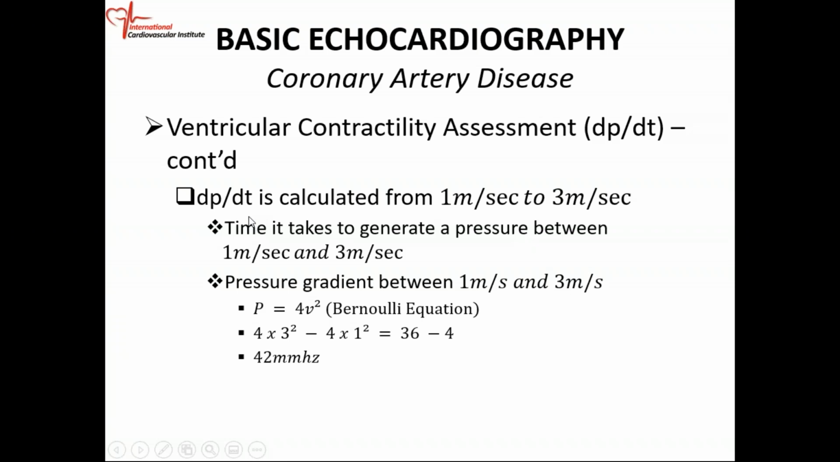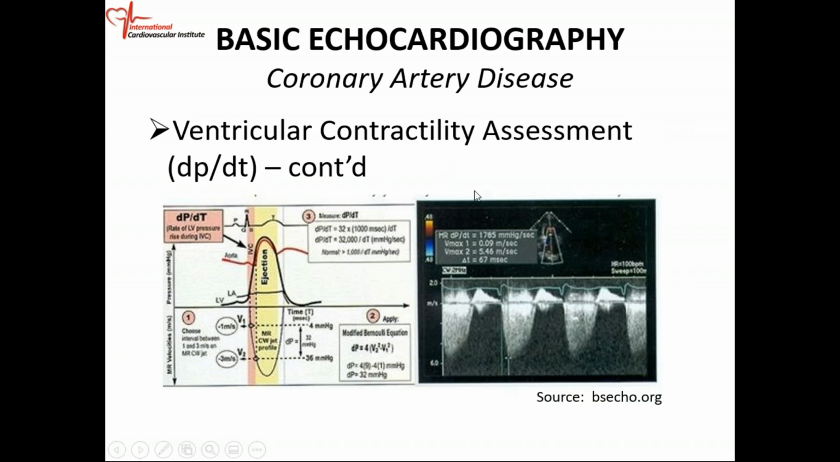When you put this information into the computer in the echo lab, it will generate a dP/dt. But you can do it from first principles, from scratch. What you're doing is calculating the change in pressure with respect to time from 1 meter per second to 3 meters per second. Just follow me; it is not as difficult as you think. Just follow me through this. All right, so we're going to explain what all of this means.